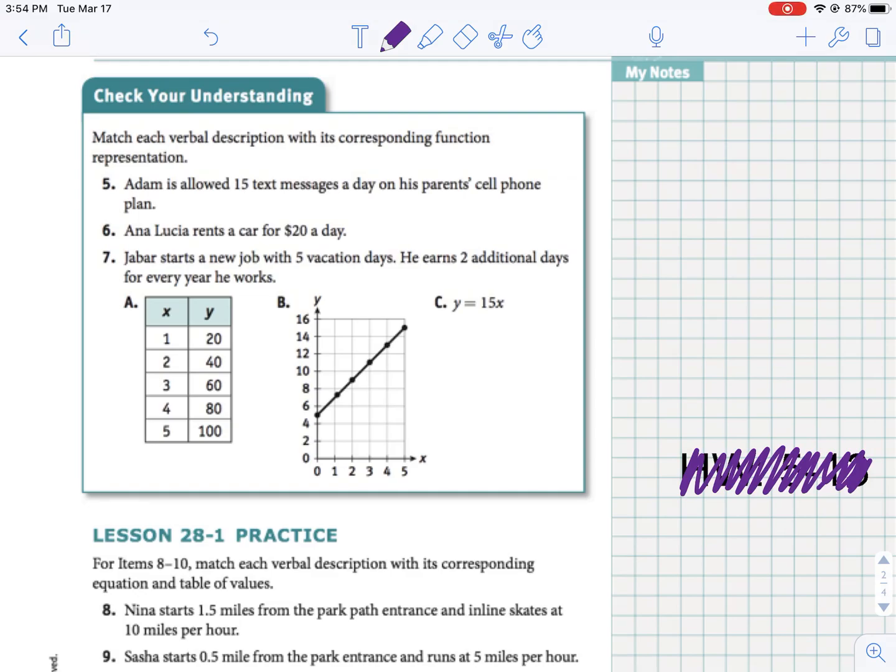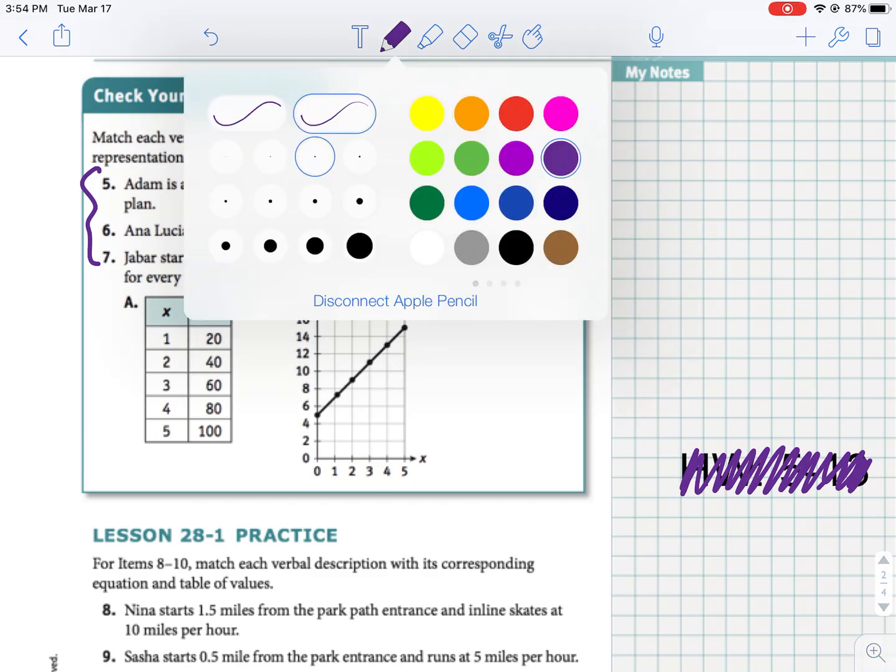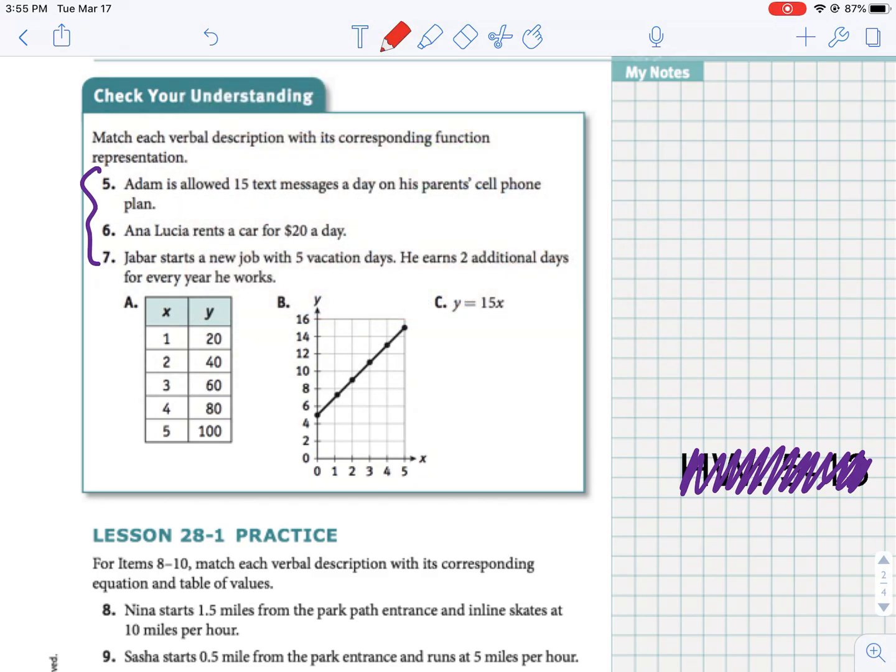All right, the last part of today, we are going to take a look at numbers 5, 6, and 7. I'd like you to pause the video for a few seconds and match either A, B, or C to each of 5, 6, or 7. All right, so hopefully you paused the video and were able to match them.